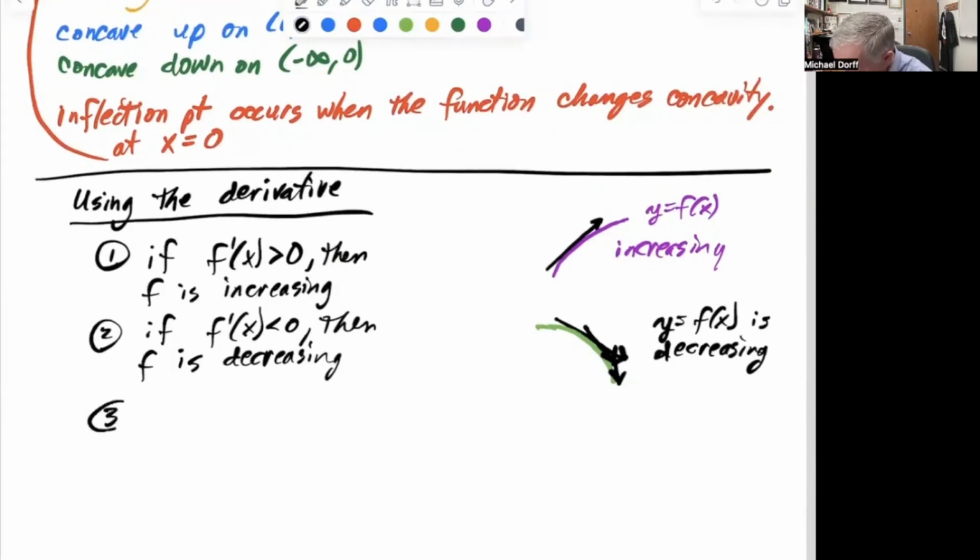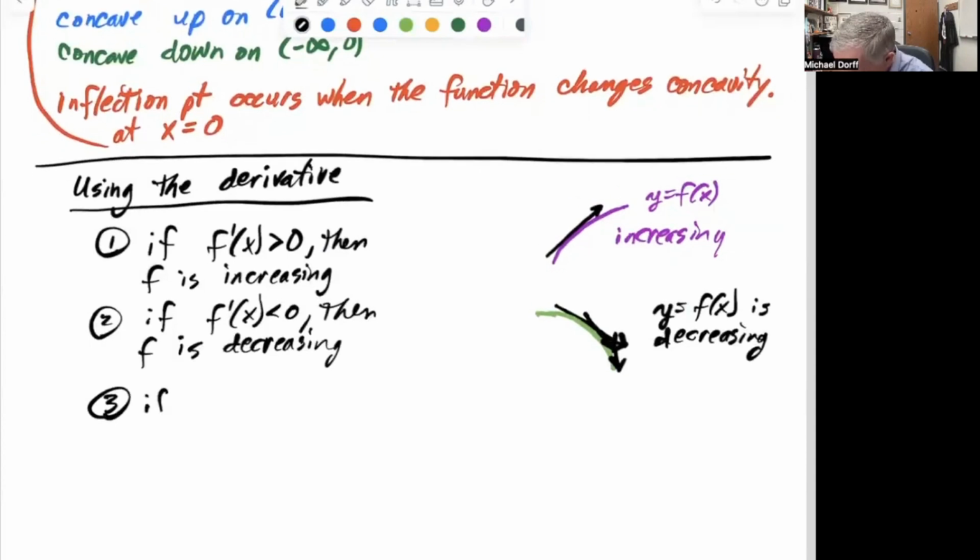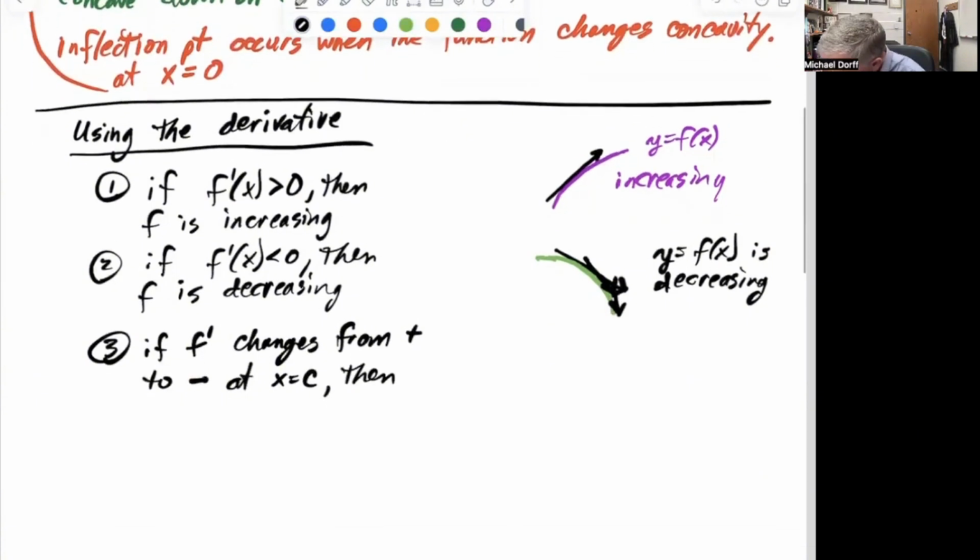What do we also know? Well, if the derivative changes from positive to negative at some x value, we'll say c, then what can we tell? So let's think about this. If the derivative changes from positive to negative, that means my function is going up. So if it's positive, it's increasing, and then at some point it starts going down. It's decreasing.